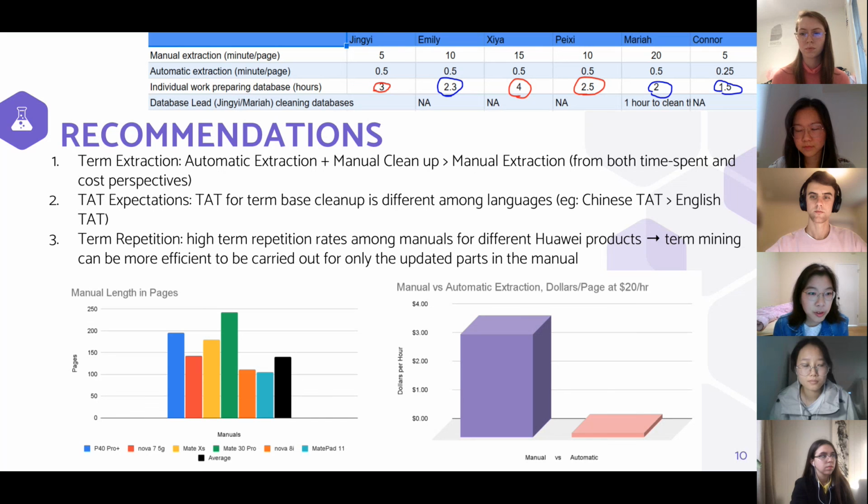And when it comes to term repetitions, we believe that when a new manual comes out, we don't need to build the term base from scratch. We can update the term base based on previous manuals, since the term repetition rates are very high in terms of Huawei's manuals.